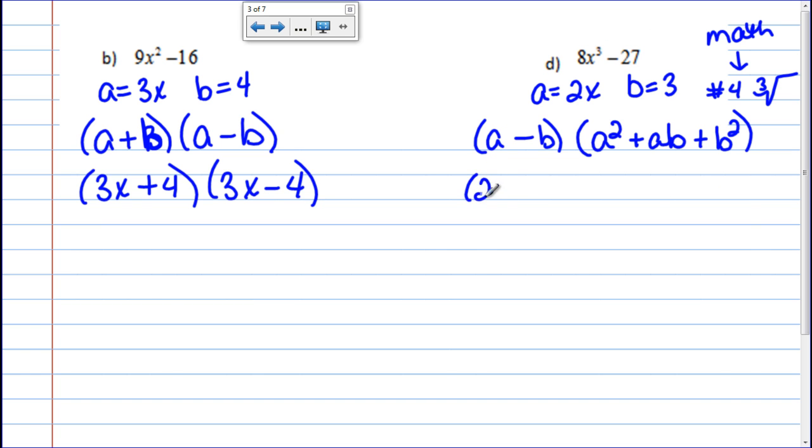This becomes 2x minus 3. And then a squared is this whole thing squared, 2x squared. Well, 2 squared is 4. x squared is just x squared. Then a times b, 2x times 3 becomes 6x. And then b squared is going to be 9. So this is what it simplifies to.